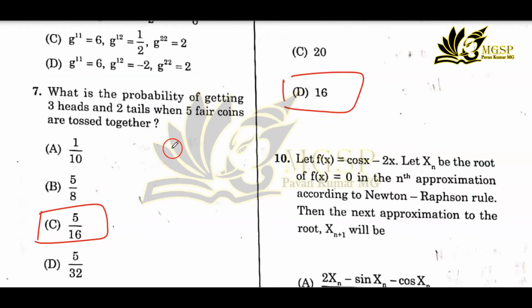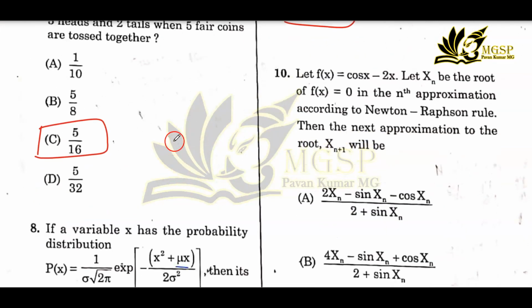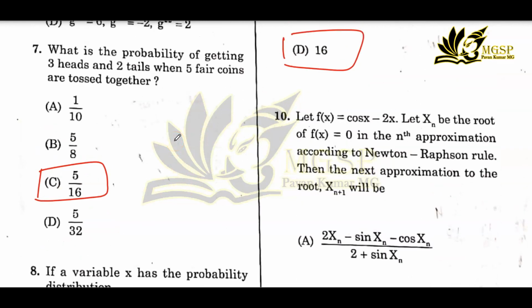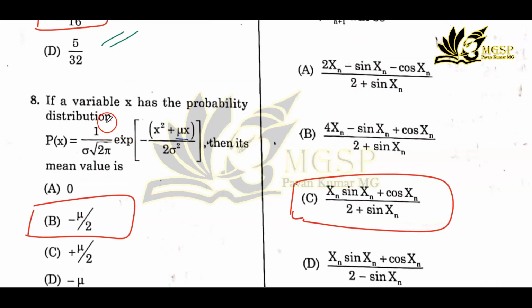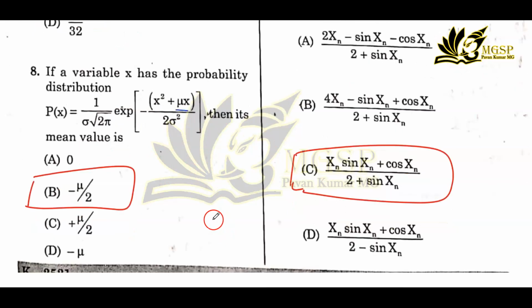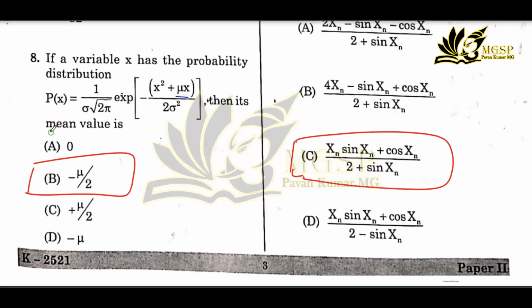And this is the probability question, so it can be solved easily. If you write the sample space for this, you will get the answer, this value C. Again, this is the probability distribution function they have given. So here you just have to manipulate this expression, and you will end up with what they asked, the mean value.